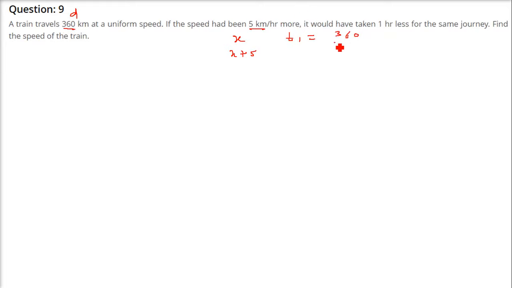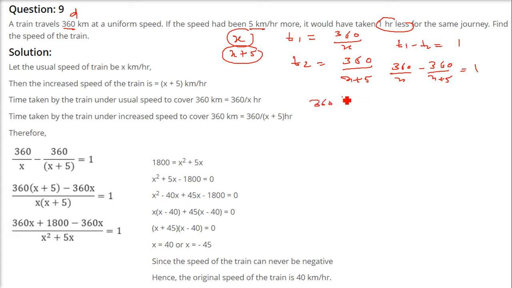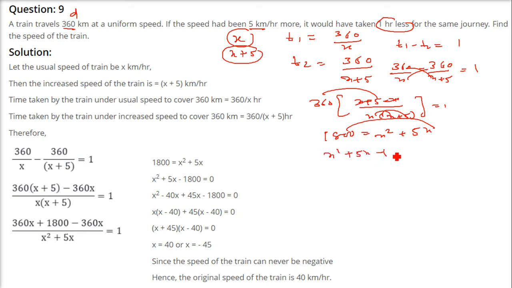Distance is 360. Speed we have assumed to be x. The time 2 will be 360, distance remains the same, now divided by x plus 5, that is the increased speed. So the time difference is 1 hour. So t1 minus t2 is 1 hour. That is 360 by x minus 360 by x plus 5 equal to 1 hour. So 360 you can take common, x plus 5 minus x by x into x plus 5. This gets cancelled. 5 into 360, that is 1800, and x square plus 5x goes here. Now bring this here. So x square plus 5x minus 1800 equal to 0.